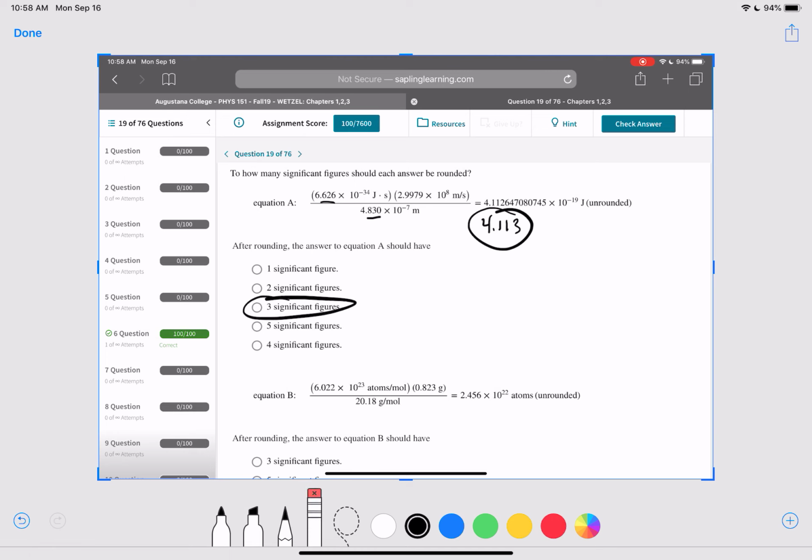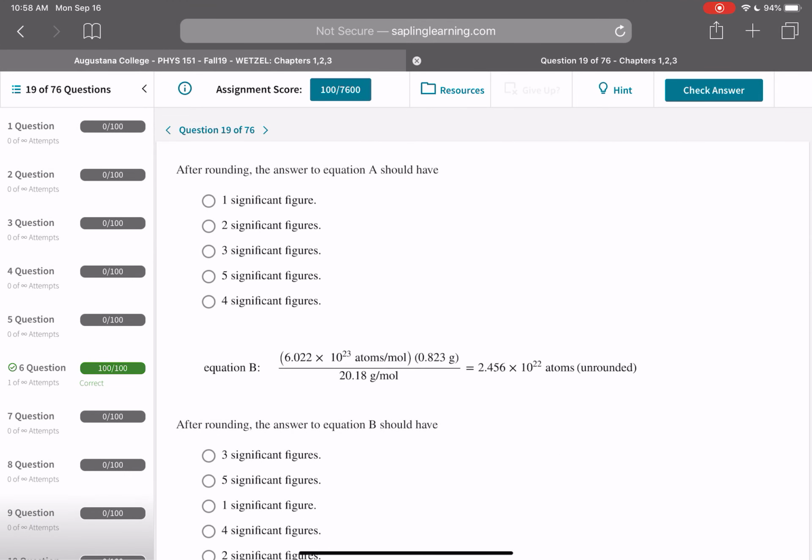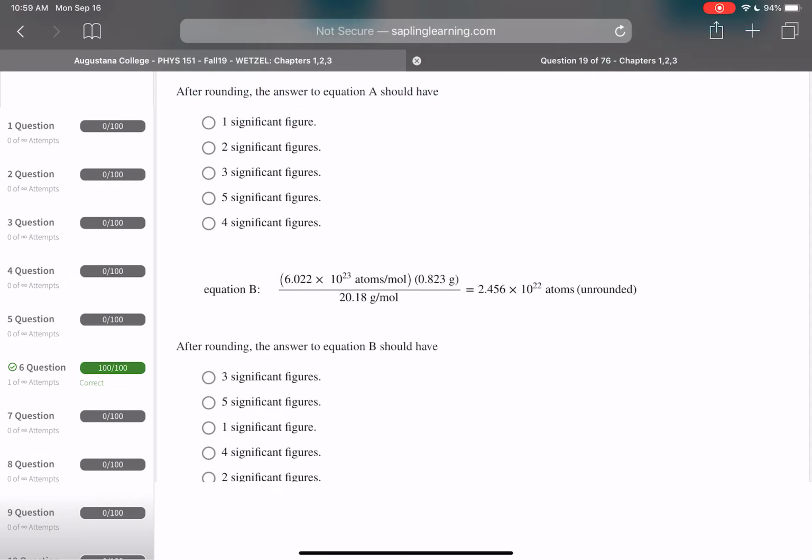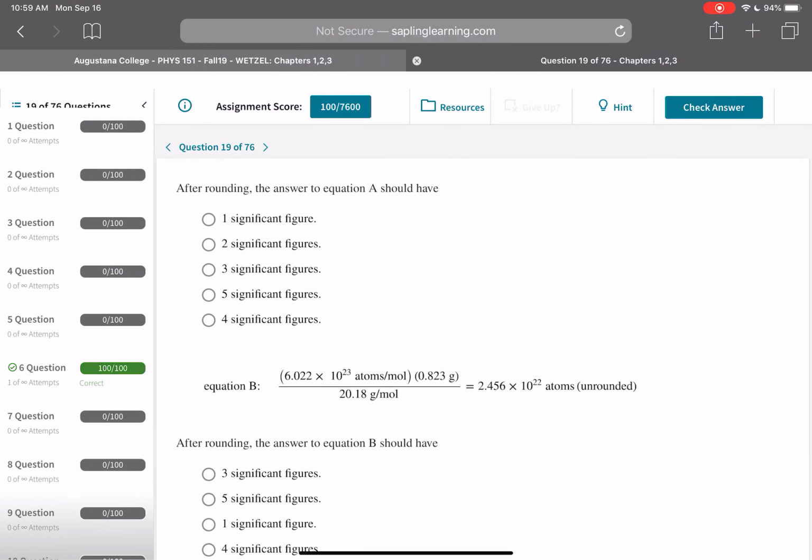Okay, so after rounding, the equation A should have 3 significant figures. Oops, delete that. Okay, so then delete, screenshot. Same thing here, equation B. 0.18 is the finest resolution we have there, so we're going to keep it to that second digit place. Okay, and then is that the rest of that problem?